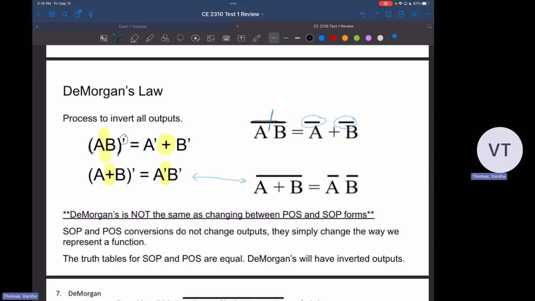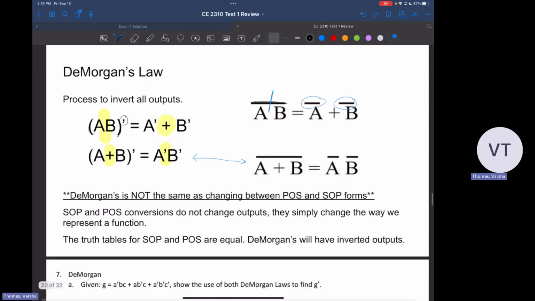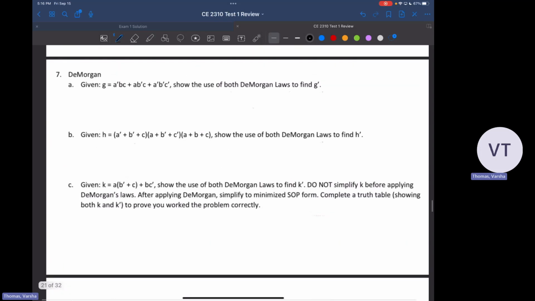I would like to say before we start, De Morgan's is not the same as going between POS and SOP form. Okay, POS and SOP form give you the same output. It's just different ways of writing it. You're just writing it either in terms of 1s or in terms of 0s. De Morgan's flips all your outputs. So any of the zeros you had, they all turn to 1s. Any of the 1s you had, they all turn to 0s. It is not the same thing. And there's actually, I think, 2 example problems at the end of your review that do that. I didn't include it. We can always do it at the end.